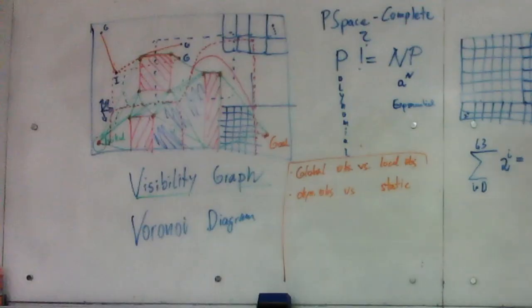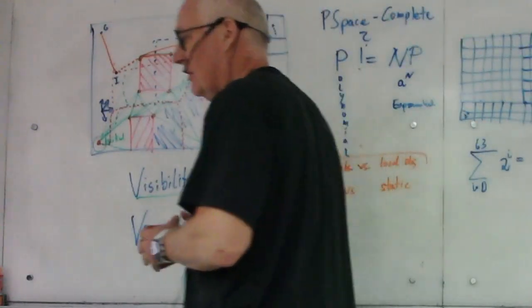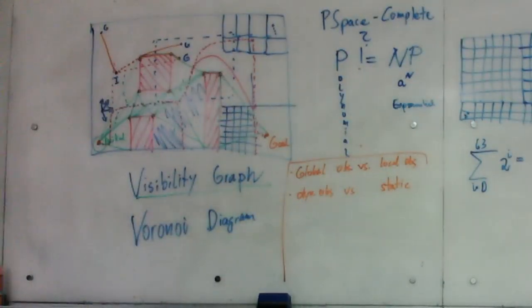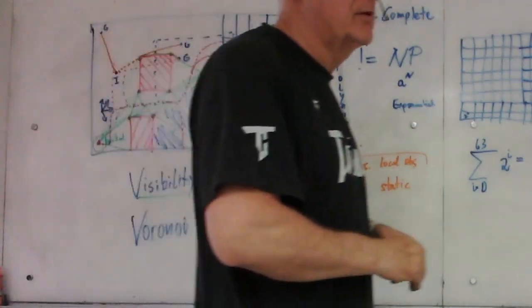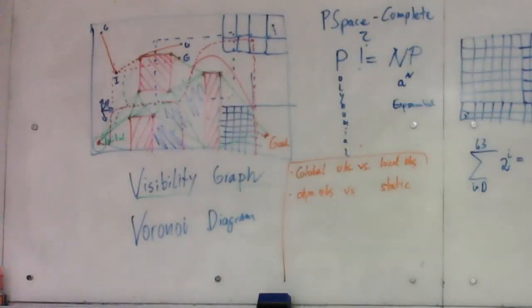The thing that the visibility graph and the Voronoi diagram path planning algorithms do is they are basically calculating a skeleton of the space. So they're called roadmap path planning algorithms, because they generate some kind of road that you follow. You get onto the road, you follow it to your exit, and you get to the goal.